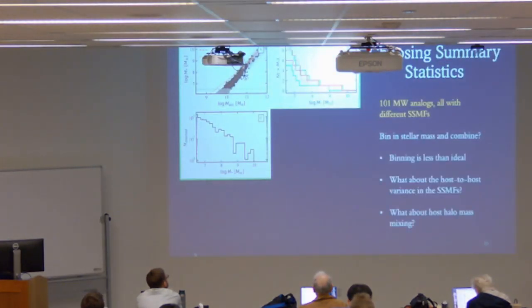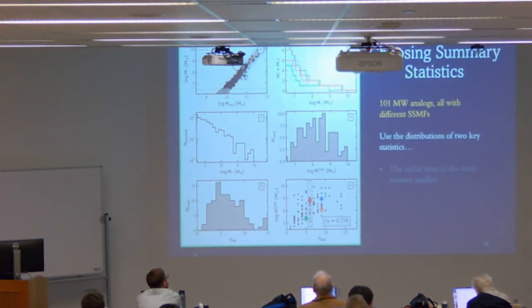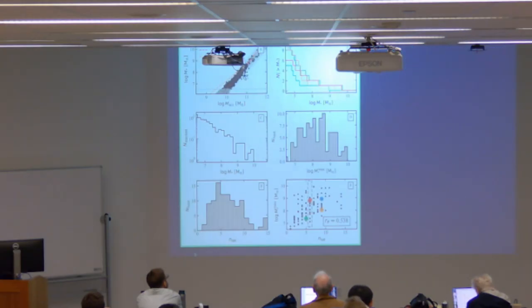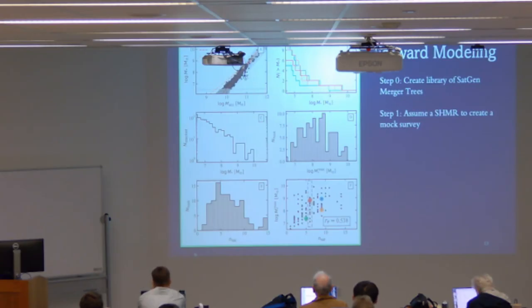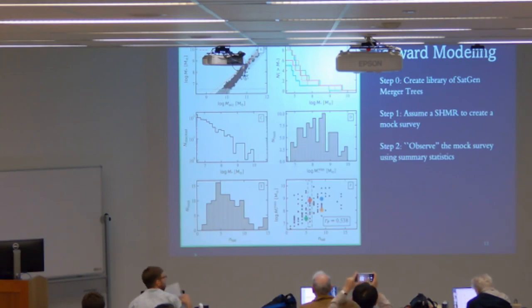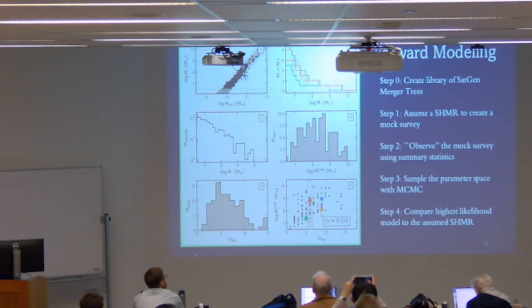Okay, so I've now outlined the basics of our forward model. First step is to create the merger trees. Then we assume some stellar halo mass relation. We create a mock survey. We can then observe the mock survey in terms of these 2 statistics that I'm showing in panels D and E. And then we sample the posterior, the parameter space, with an MCMC and compare our highest likelihood model to what we would assume for the stellar halo mass relation. So what we're doing is we're playing this parameter recovery game.